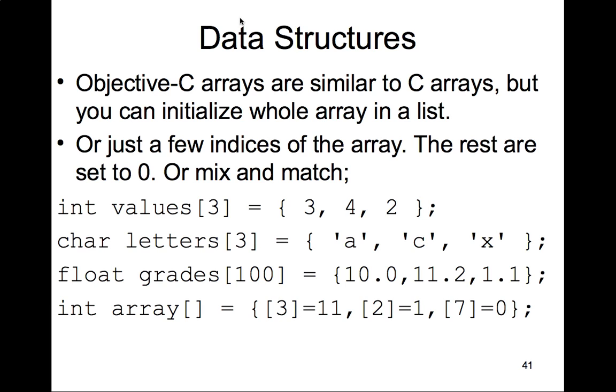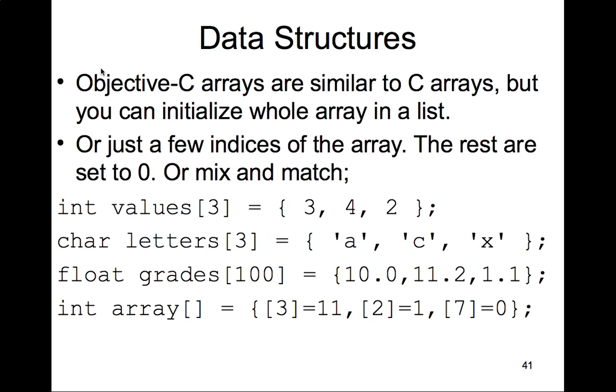Objective-C arrays are very similar to C arrays. Okay, so we have arrays, and hopefully you're familiar with that. They're the same as Java arrays. They can be initialized as a whole array in a list, or they can be done separately, or just a few of them one at a time, and then the rest are set to 0. Or you can mix and match. The same tricks that are available in C in terms of arrays are available in Objective-C. None of them are available actually in Java. Well, a small percentage of those tricks are available in Java.